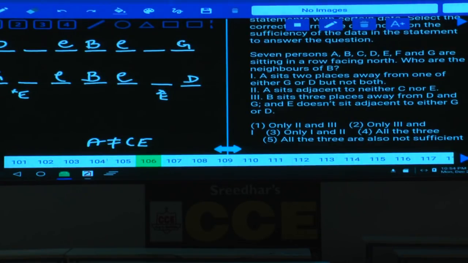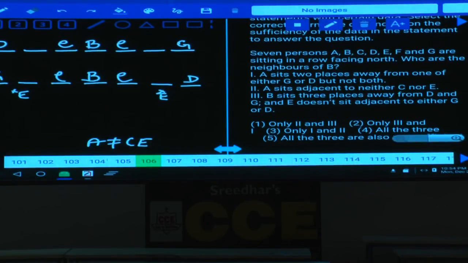Now, condition number 3, with the help of 2 and 3, are we getting the answer here? Who are the immediate neighbors of B? E is one of the neighbors, and the other neighbor could be anyone among the remaining. Hence, 1 and 2 and 3 is not sufficient. As 2 and 3 is not sufficient, then we should go for what? Then we should go for condition number 2, that is only 3 and 1.